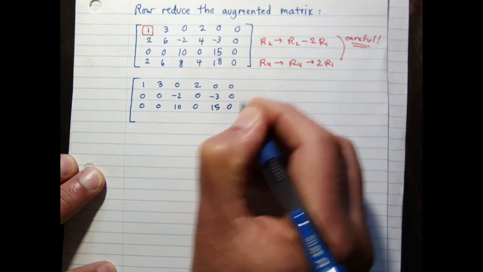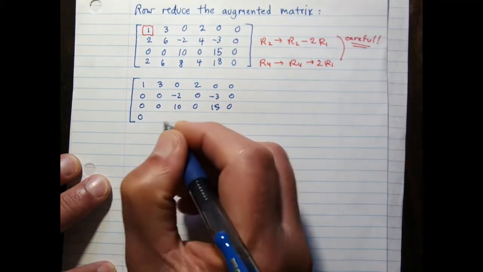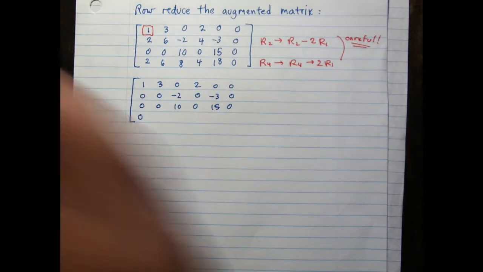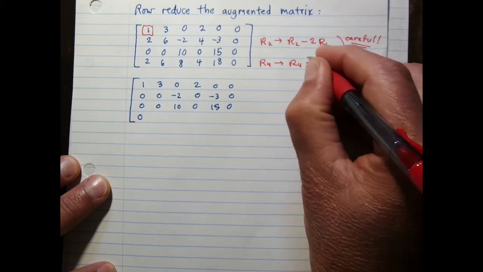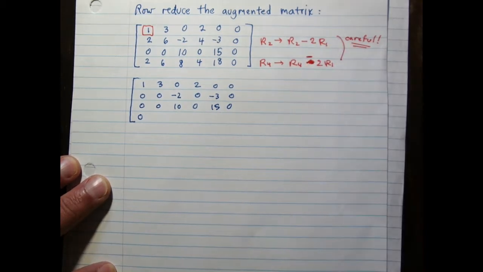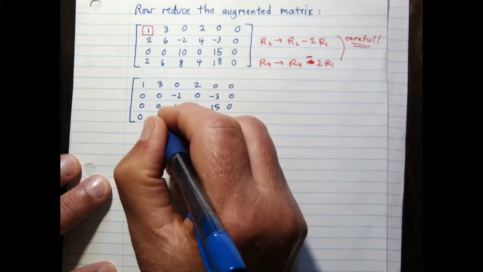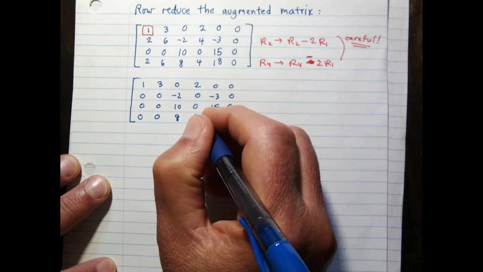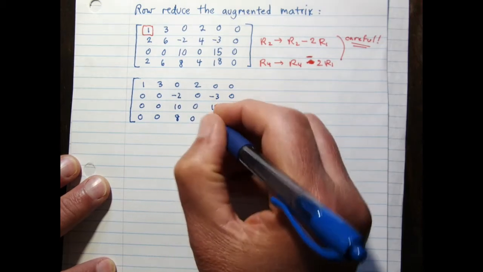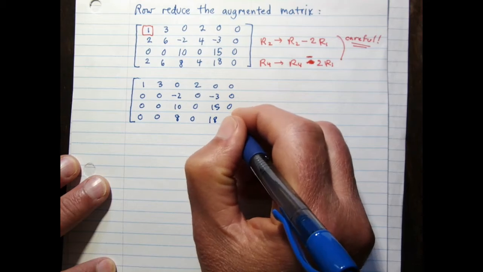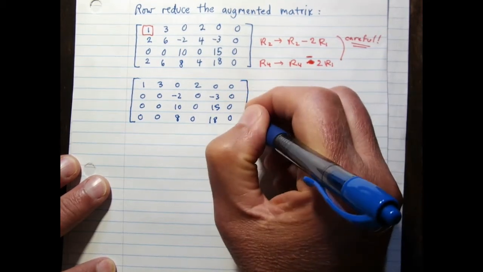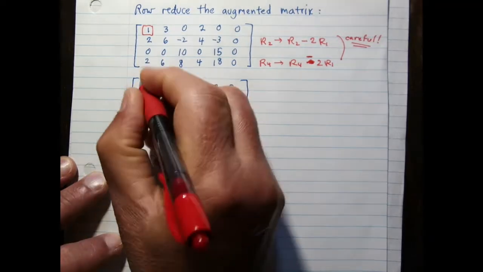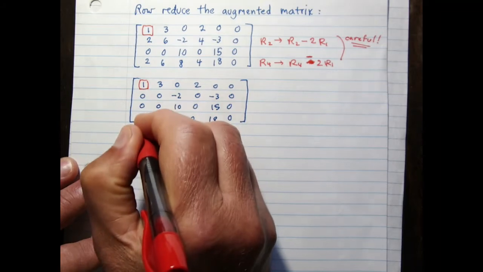So I am going to do these two in one line. So I'm going to get 0 here. I'm doing row 4 minus 2 times row 1. And so I'm going to get 0 again. This will stay 8. 4 minus 4 is 0. I have 18, stays, and I have 0.